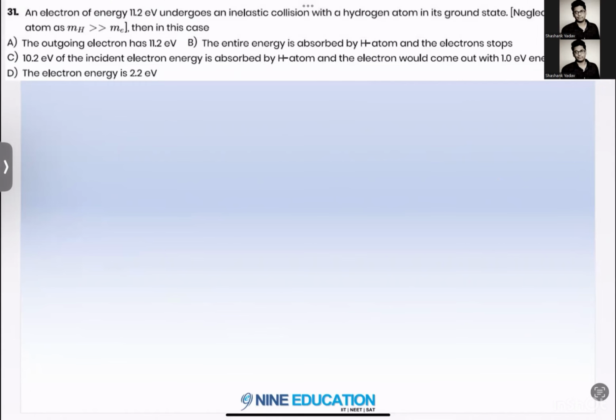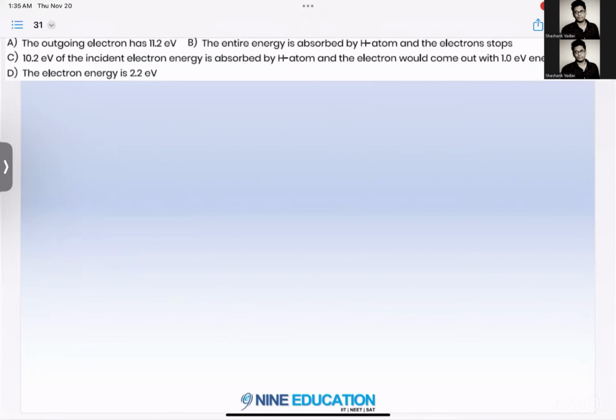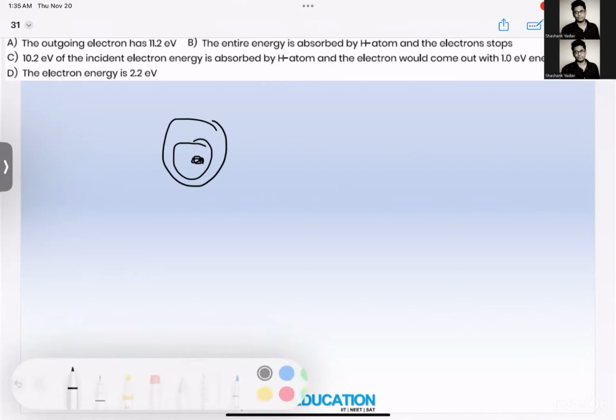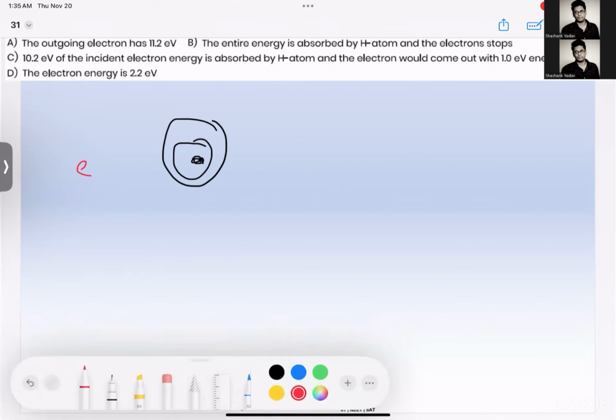So here is the next question. An electron of energy 11.2 electron volts undergoes an inelastic collision with a hydrogen atom in its ground state. Then what is the right option? See, here it is given that there is a hydrogen atom with the nucleus and its first orbit, let's say second orbit. Then there is an electron which is coming with a certain energy, which is 11.2 electron volts. Given that it is an inelastic collision, that means all the energies are given to the atom.